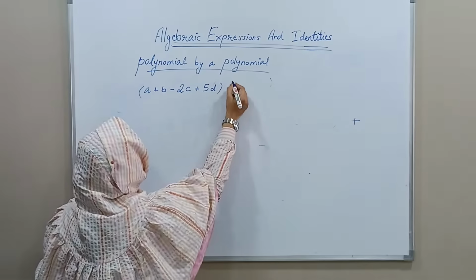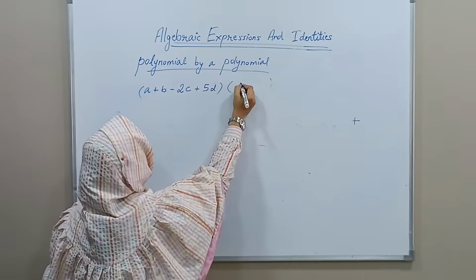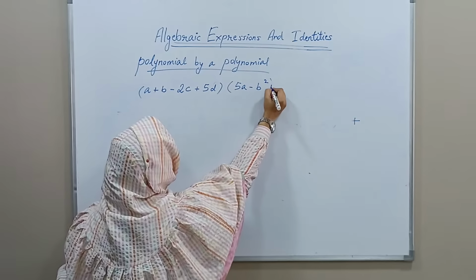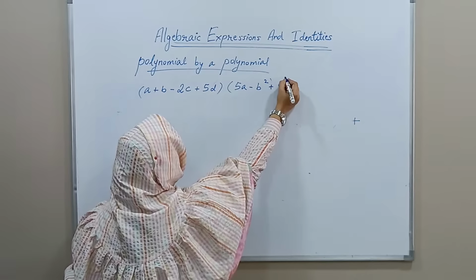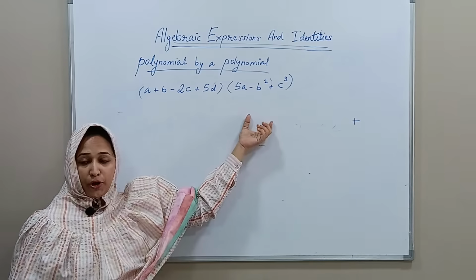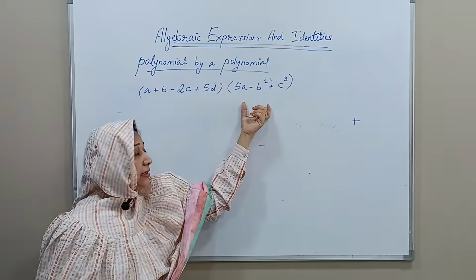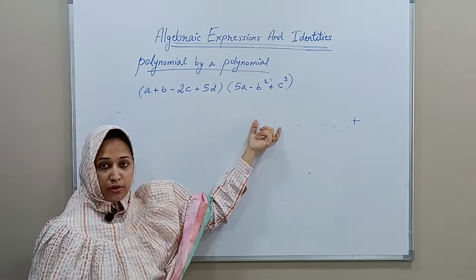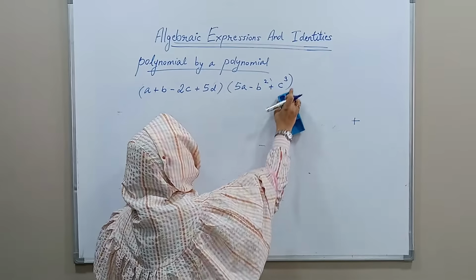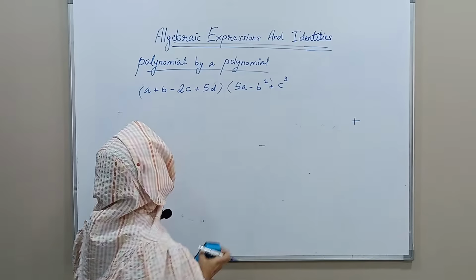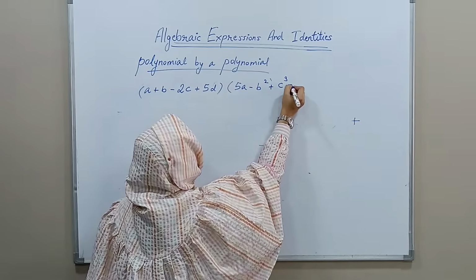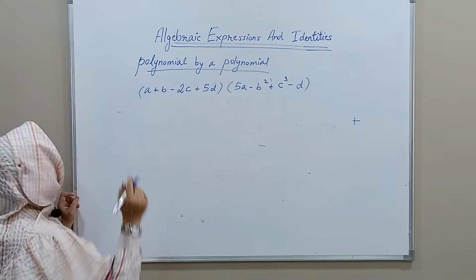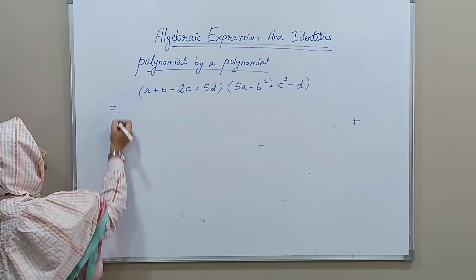Let us take another expression, say 5a minus b square plus c cube. This is a polynomial. Also we can say it is a trinomial. Now multiplying polynomial and a polynomial, or we can add one more term to this and make it a 4-term expression, say minus d. Okay, so now polynomial into polynomial, let us start doing it.